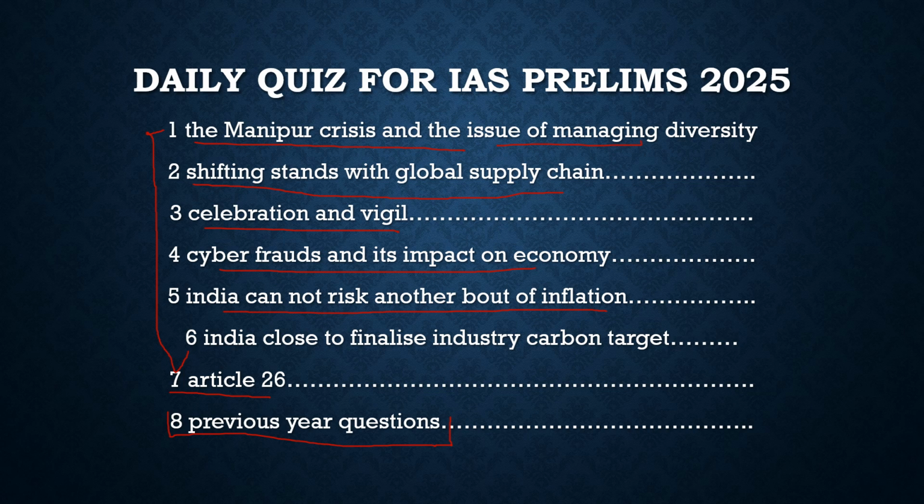After that, there is another article in the news about India being close to finalizing an industry carbon target ahead of COP29, which is going to be held in Baku, Azerbaijan. With respect to this COP meeting of UNFCCC, we will solve a prelims based question and get more idea about it. So this was in a nutshell the news today in the newspapers.